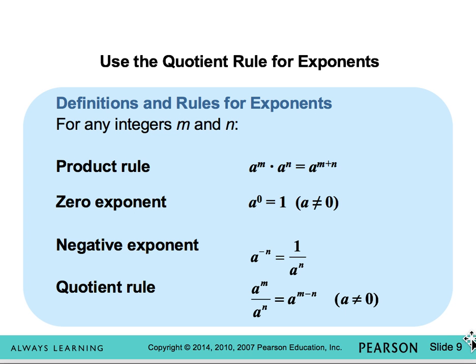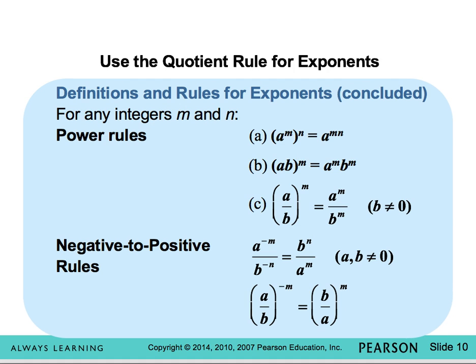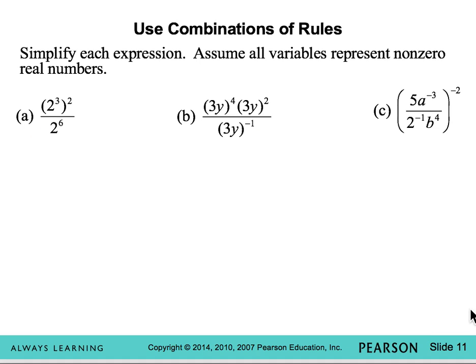Okay, so here is a list of all of the rules. It takes up 2 slides, so you might want to write this down somewhere to have until you memorize them and to use while you're doing your homework. I gotta know these rules for my test. Okay, the product rule, the zero exponent rule, the negative exponent rule, the quotient rule, and now here's the power rules and some more negative exponent rules. So let's practice one last time.